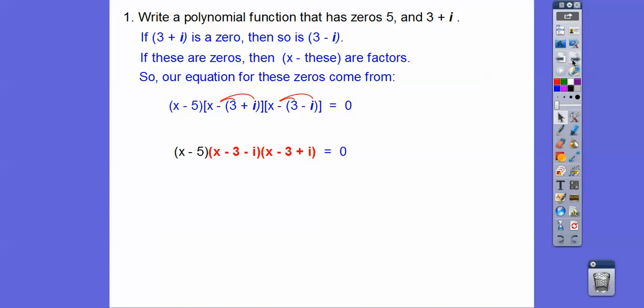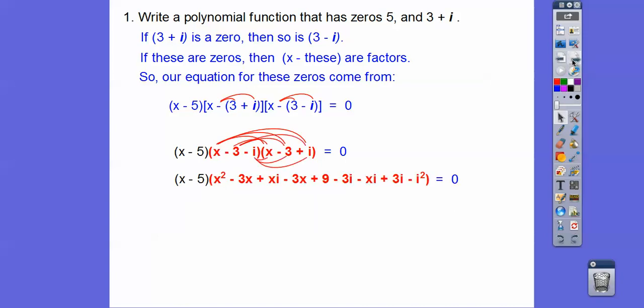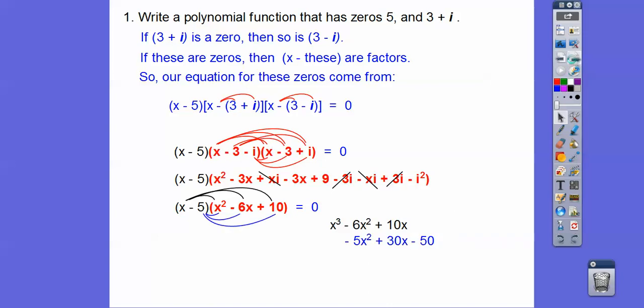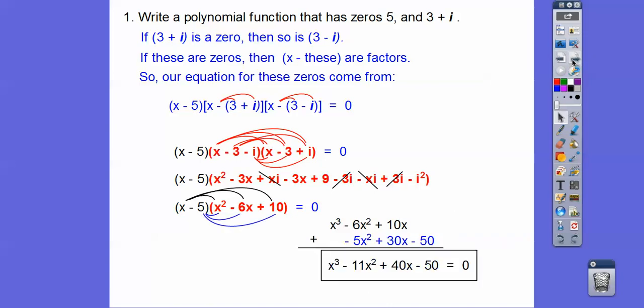And then let's multiply all the red stuff together. Okay, so here we go. And we get that, we get that, we get that, and then put the x minus 5 through. And there you go. Isn't that a beauty?